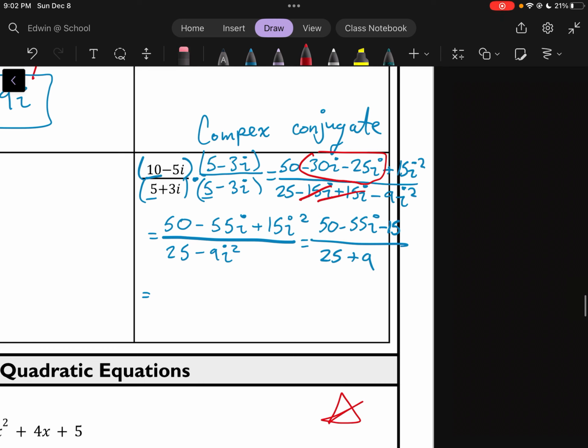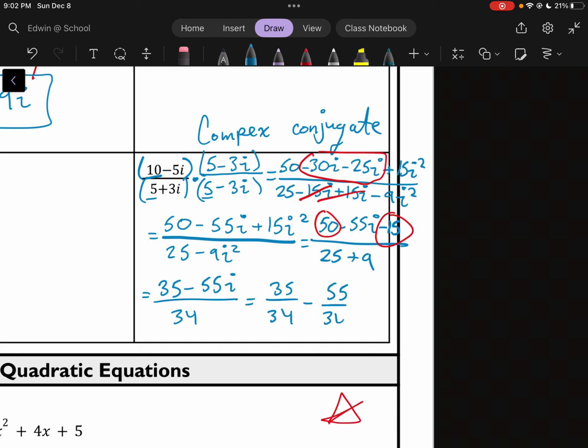So we continue simplifying. We combine this with this. They're just numbers now because it's the i squared. We got rid of it. Meaning we got 35, which is 50 minus 15, minus 55i. All of that is divided by 34. And even more, we could just write our answer as 35 divided by 34 minus 55 over 34i.